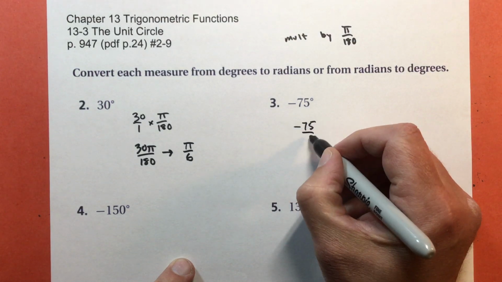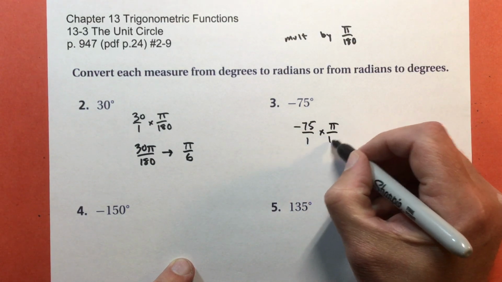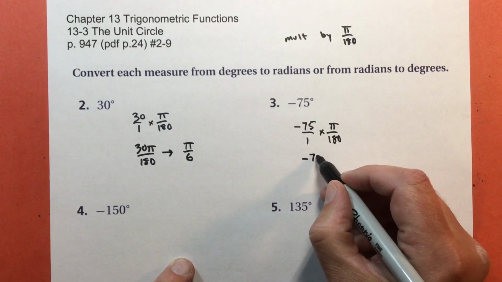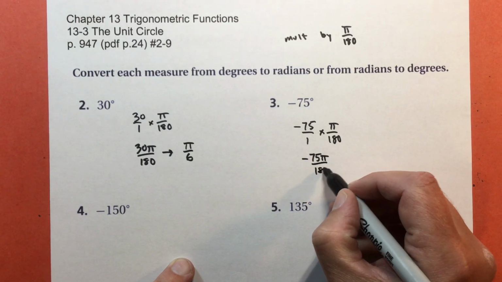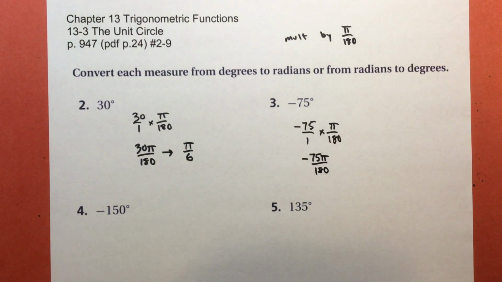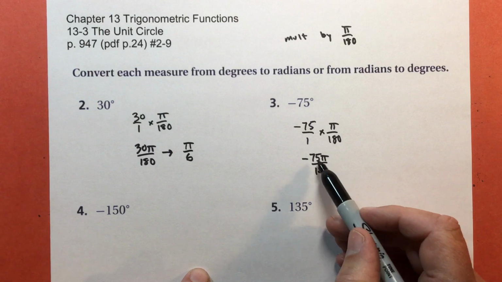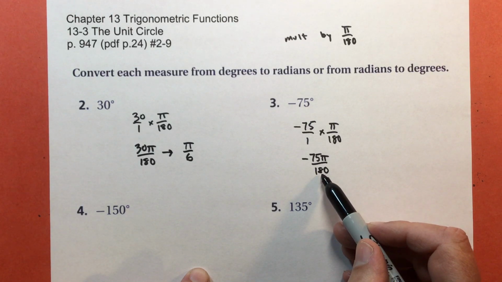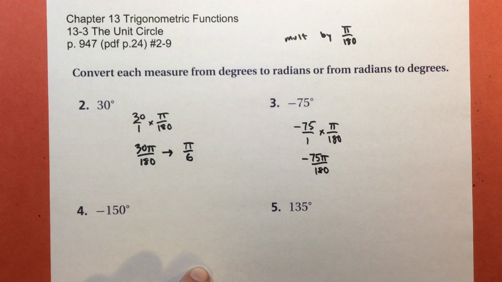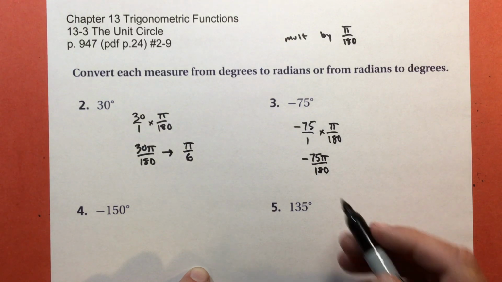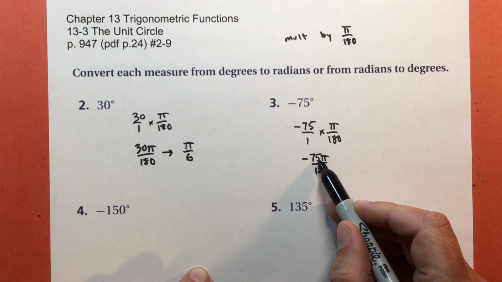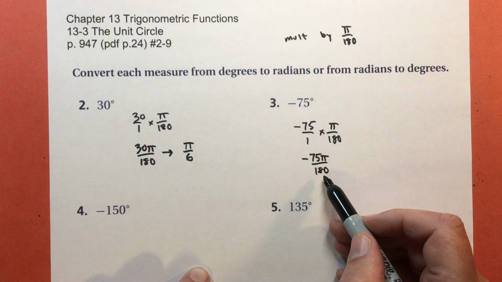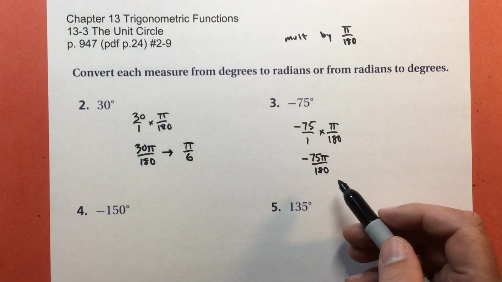Negative 75 times pi over 180. This is going to give me negative 75 pi over 180. So what would be a common factor? Probably 3. So this is 3 times 25, and this is 3 times 60. And maybe actually another 5. So this is 15 times 5, and this is 15 times 12. Yeah, that'd be right.